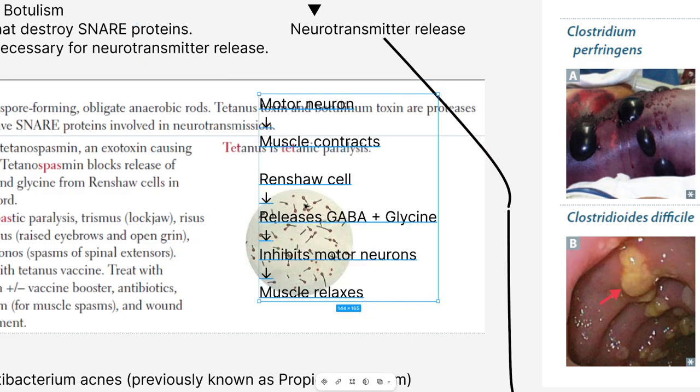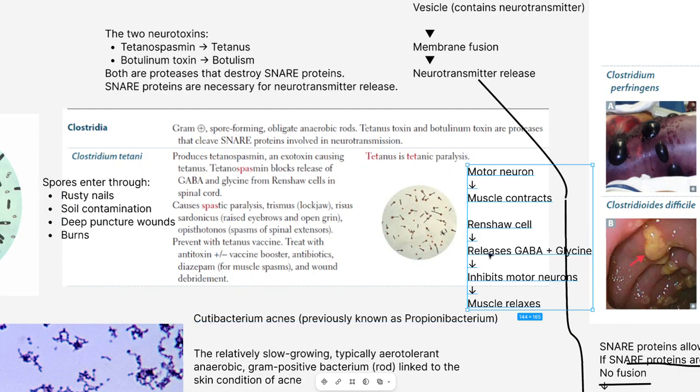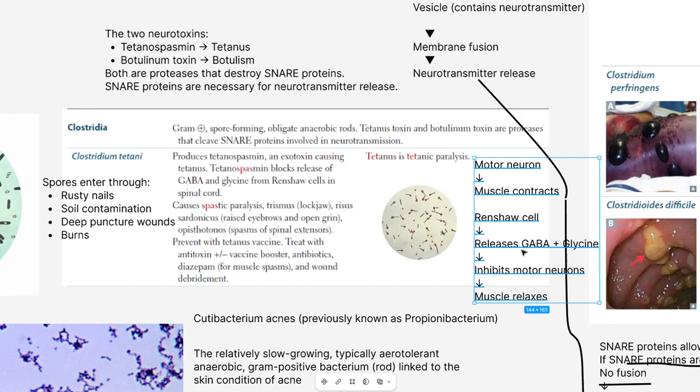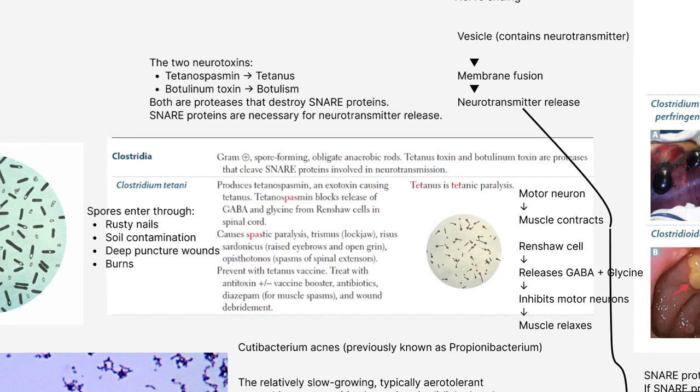I'll show you how. So normally you have a motor neuron, the muscle contracts, and the Renshaw cell later on, after the muscle has contracted, releases GABA and glycine, and this inhibits the motor neuron and the muscle relaxes. But in tetanus, the release of GABA and glycine from the Renshaw cells in the spinal cord is blocked. The tetanospasmin travels retrograde to the spinal cord. It blocks the release of GABA and glycine from these Renshaw cells, and the result is that you get no inhibition, the motor neurons fire continuously, the muscles remain contracted, and you get spastic paralysis, right?